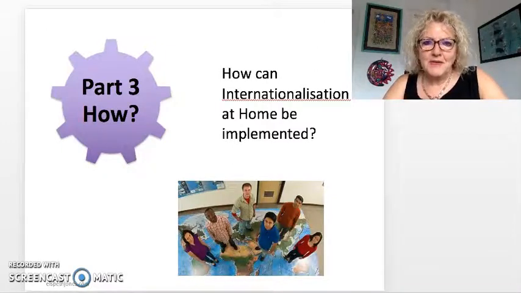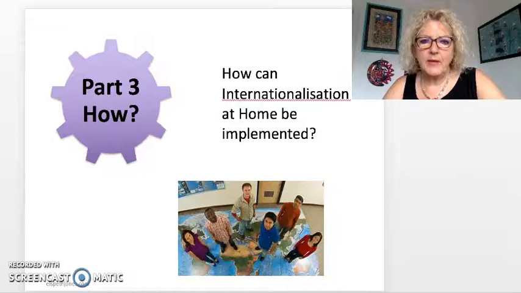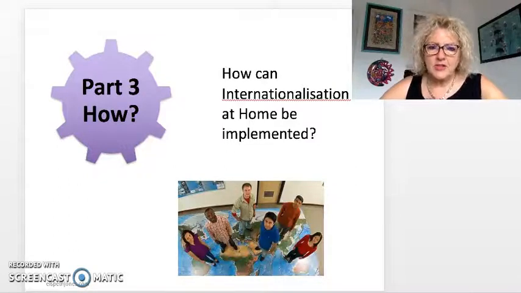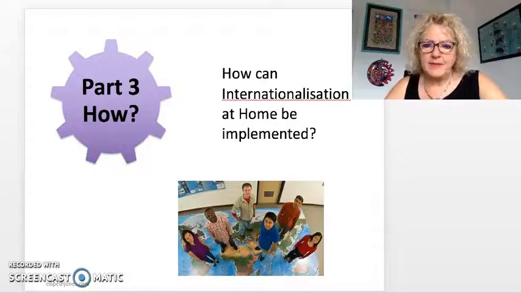Okay, so we've talked about why and what on internationalization at home. So now we need to talk about how it can be implemented. And this section is going to be largely about academic matters, about the formal curriculum, and about how internationalization at home can be implemented in the formal curriculum.